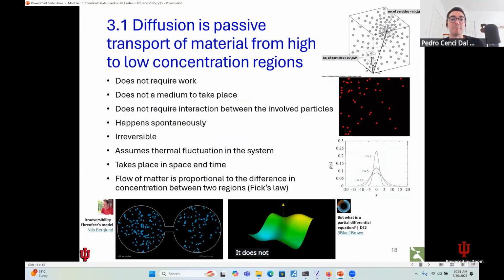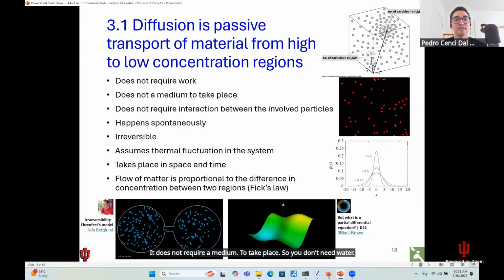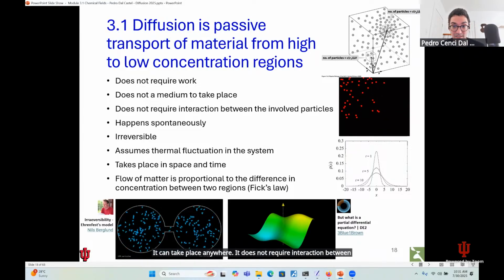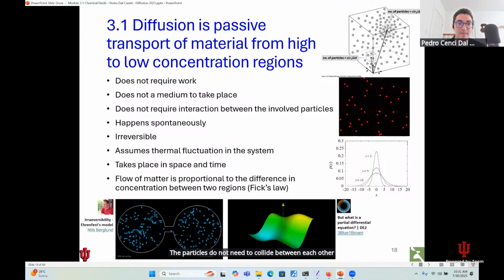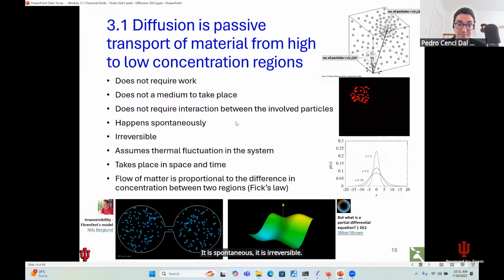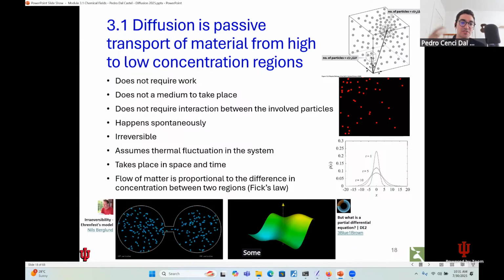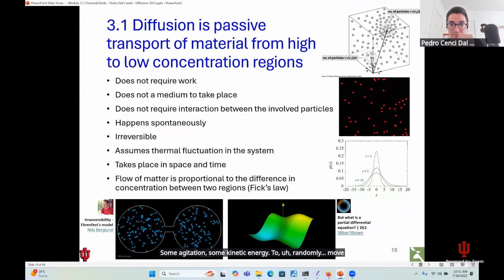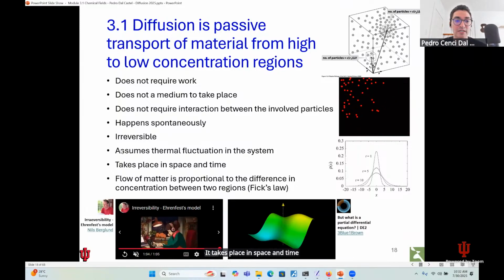It does not require a medium to take place. So you don't need water, you don't need air. It can take place anywhere. It does not require interaction between the involved particles. The particles do not need to collide with each other for it to happen. It is spontaneous. It is irreversible. It assumes some thermal fluctuation. It needs some agitation, some kinetic energy to randomly move these particles around. It takes place in space and time, so it requires space and time.